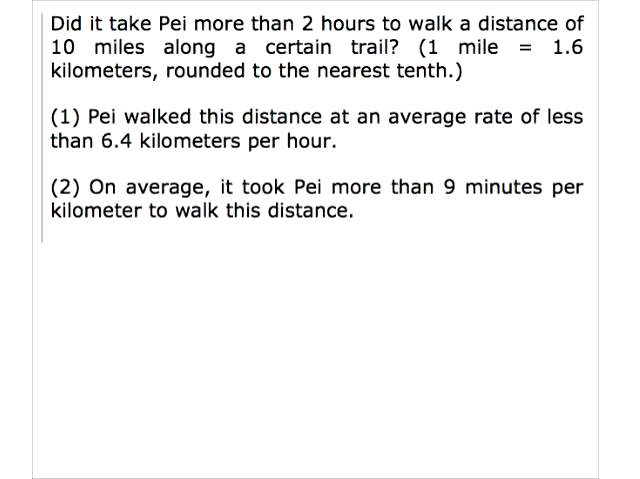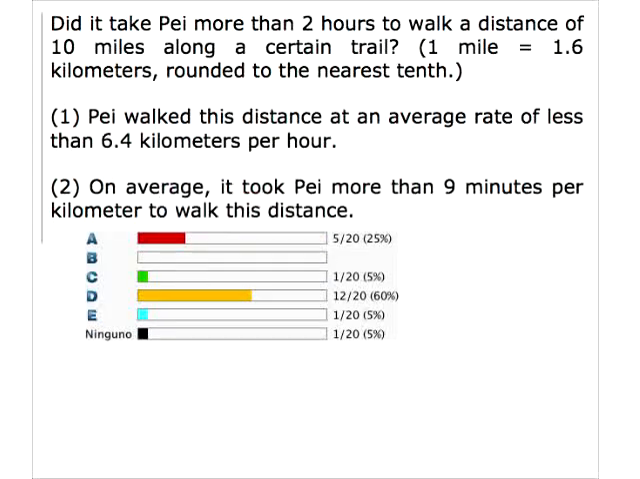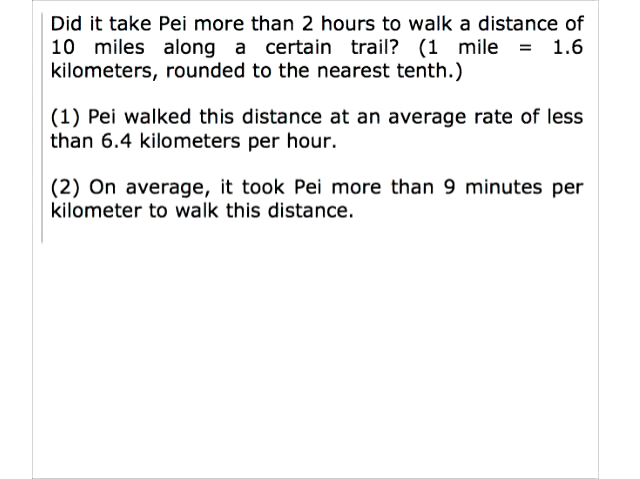So here's the class statistics. This one appears to be not so bad for you guys. Here are the stats. So yeah, we got a solid majority of D, but some people are also picking A, so let's go ahead and talk about it. All right. Did Pei take more than 2 hours to walk a distance of 10 miles along a certain trail?